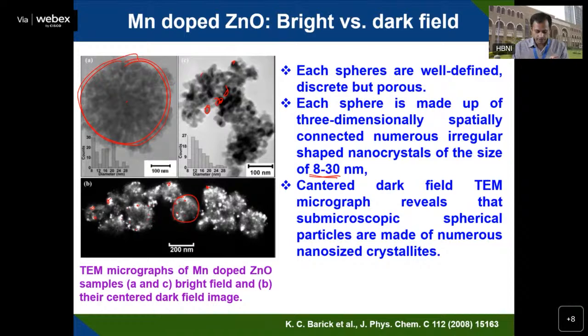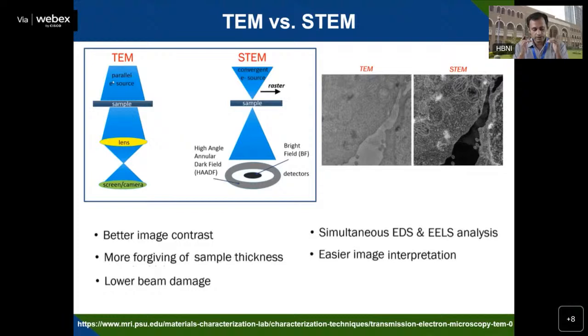In the case of TEM, you can also conjugate a scanning transmission electron microscope. You have it combined with a raster scanner here, in addition to the normal TEM, like an STEM raster scanner.